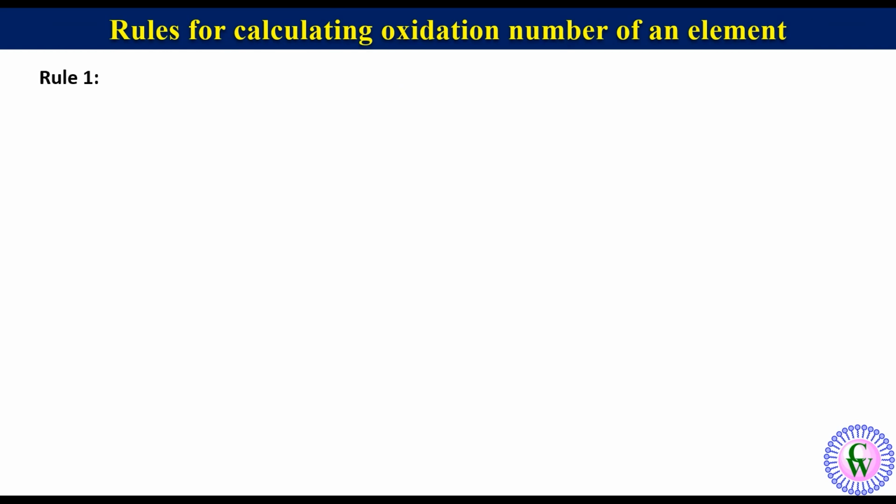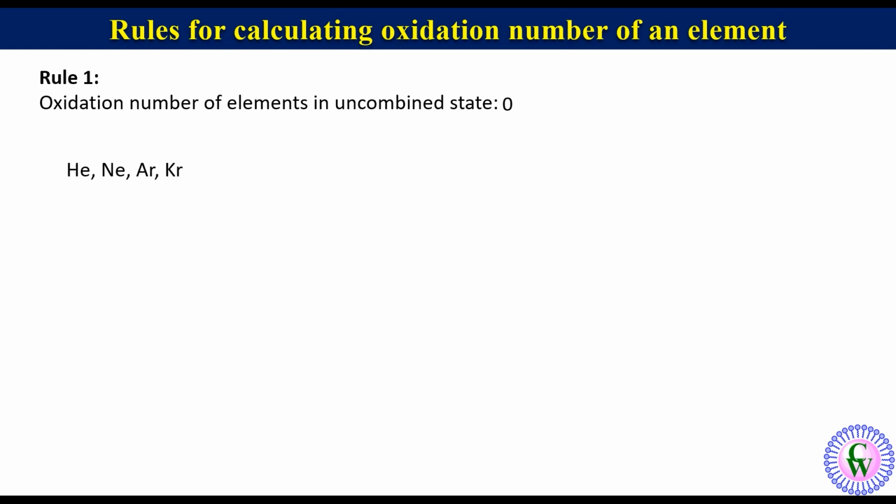Rule number 1. The oxidation number of an element in uncombined state is 0. For example, inert gas elements helium, neon, argon, krypton in uncombined state exist in monoatomic form. Similarly, lithium, sodium, potassium, beryllium, magnesium, calcium, carbon, silicon also exist in monoatomic state in uncombined state.